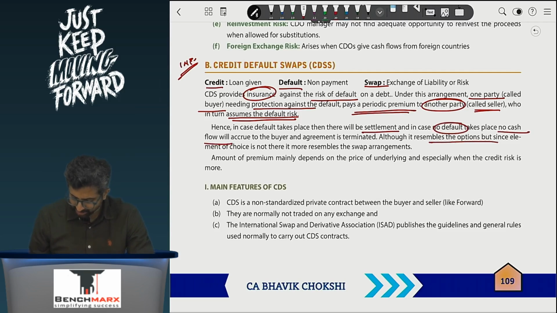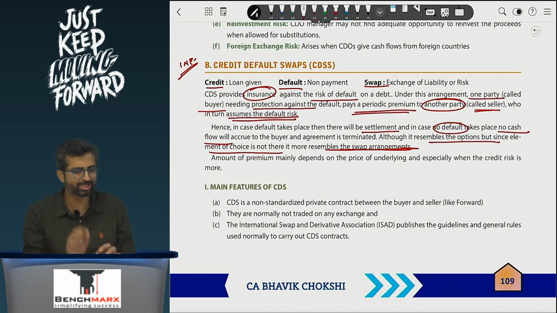Although it resembles the options, the element of choice is not there. So it more resembles a swap arrangement. There's no option to exercise. If there's a default, paisa milna. If there's no default, paisa nahi milega. So it's called a credit default swap instead of a credit option.